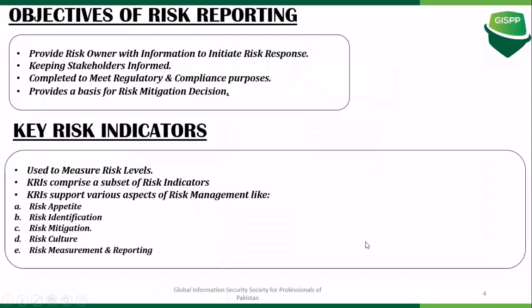So what is the objective of risk reporting? The first thing is that it provides the risk owner with the information to initiate the risk response. The risk owners are accountable for properly managing any given risk to an acceptable level. Therefore, risk owners should be informed when they have to initiate a risk response, and they get to know about this through risk reporting. Then risk reporting is also done to meet regulatory and compliance requirements. And it helps to inform the risk owner and the management of the results of the assessments and the actions which may be required.